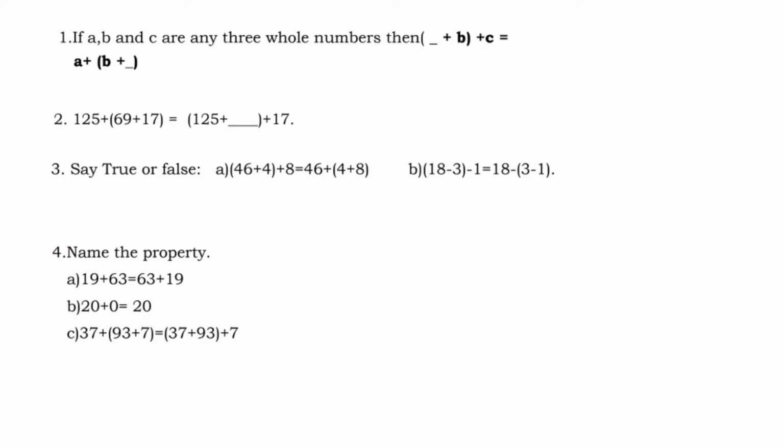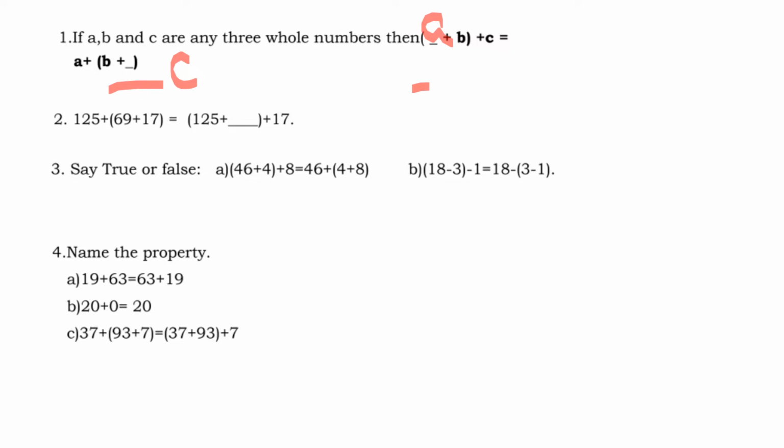So let us do some examples. If A, B and C are any three whole numbers, then (A + B) + C will be equal to A + (B + C). In the first part, A and B are grouped, and in the second part, B and C are grouped. Second question, it says (125 + 69) + 17. That means 69 and 17 are grouped first, which will be equal to 125 plus what number, plus 17.